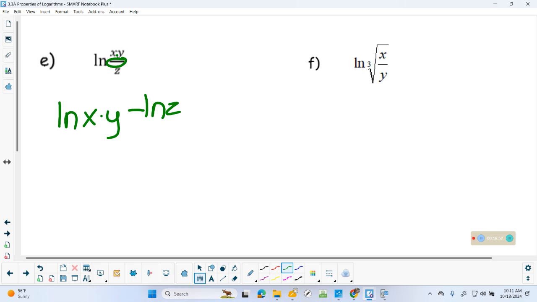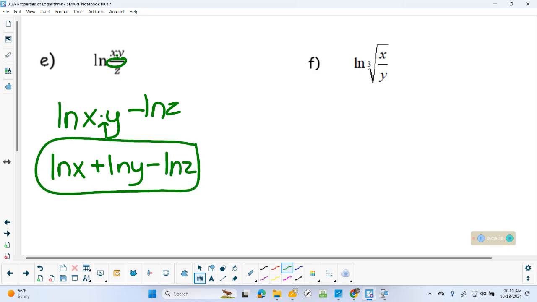Well, I only got 2 right now. I need a third one. So now I'm going to work on this product. Product expands to addition. So I'm going to write this as the ln of x plus the ln of y minus the ln of z. Now we're really getting wild.